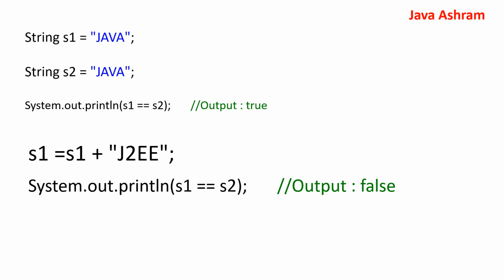Now let's take another example with a little modification. Let's say I write s1 is equal to s1 plus "J2EE". Here I am trying to modify the s1 object. As per the immutable definition, if you try to modify an immutable object, that is a string, a new object will be created. That object's content will be "JavaJ2EE", and s1 will start pointing to it. Earlier s1 was pointing to the Java object, now s1 points to the JavaJ2EE object. If you print s1 equals s2, it will return false, since s1 and s2 now point to two different objects. Got it? It means it's immutable in nature.